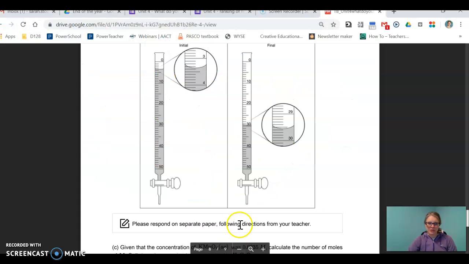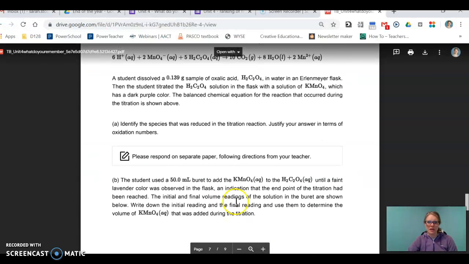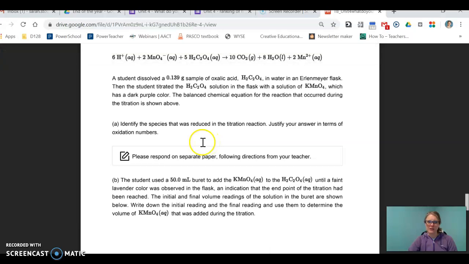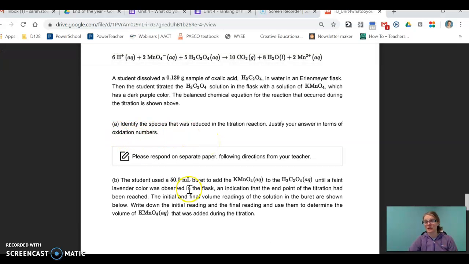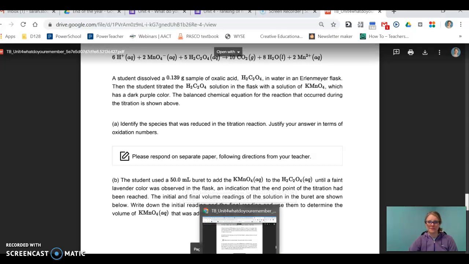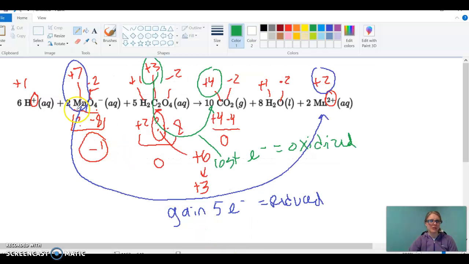The original question was saying who was reduced and justify in terms of oxidation numbers. So you had to talk about oxidation numbers and you had to talk about them correctly. So who was reduced? It would be the manganese was reduced, or you could say the MnO4 1- was reduced because the manganese went from a +7 oxidation state to a +2 oxidation state.